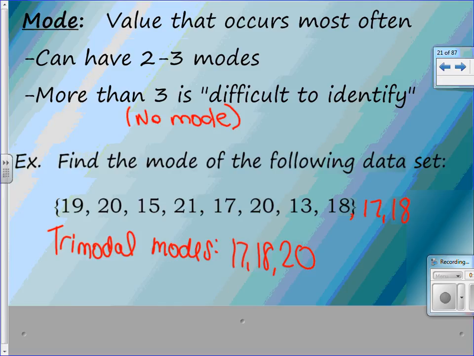But let's say I had a third 20. If I add on a 20, then 20 would just be the mode because 20 would occur the most frequently. Now, again, if you have more than 3 modes, it's just too spread out, so you would just say no mode in that case. Nothing really jumps out at you. Great. Questions on mode?